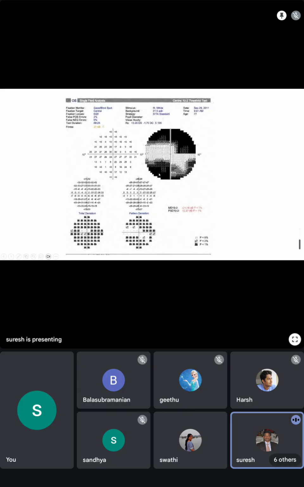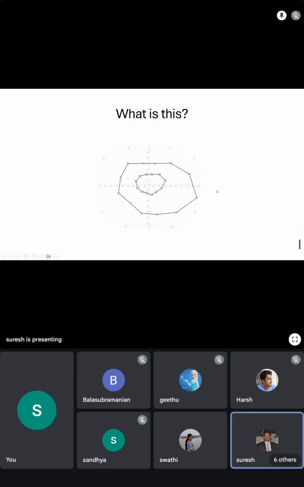Okay, so the same person we have done a 10-2 and there is some amount of central field with which he can manage his regular activities. Okay, so what is this?